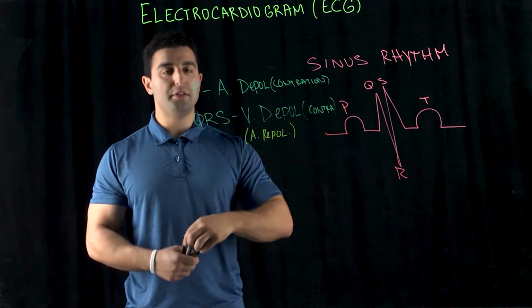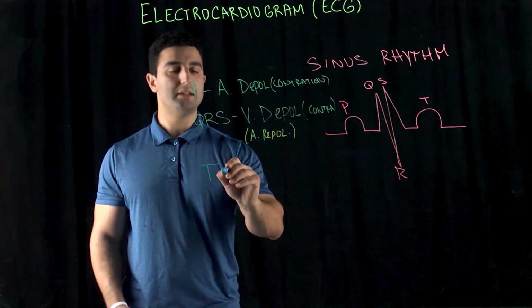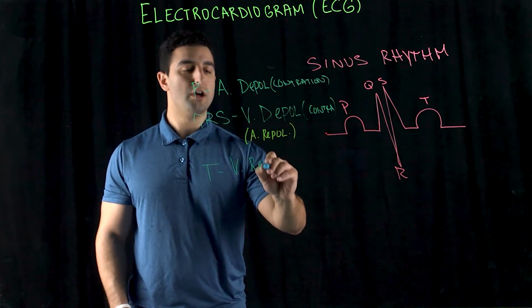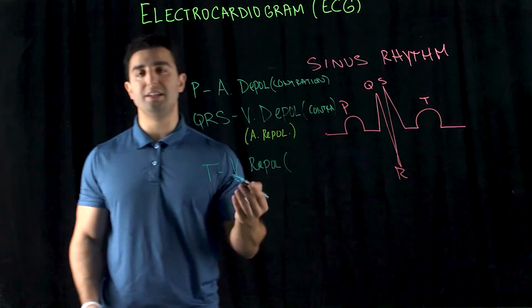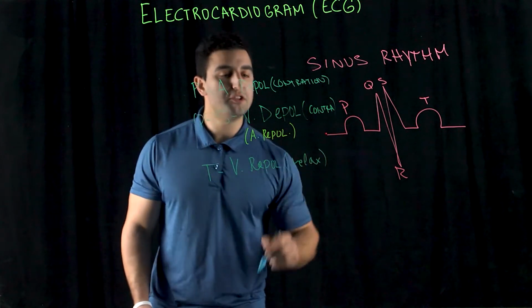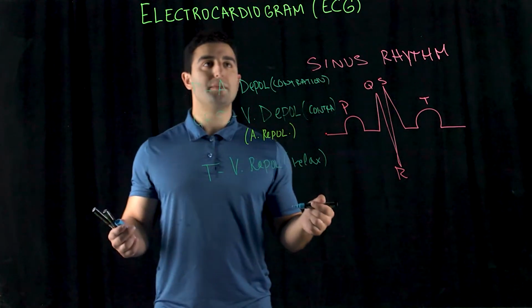And the third and final thing here is the T wave that we see, and the T wave is where we have ventricular repolarization. As we said before, repolarization indicates relaxation. So this is where the ventricle relaxes. So what are these used for? What is this electrocardiogram used for?